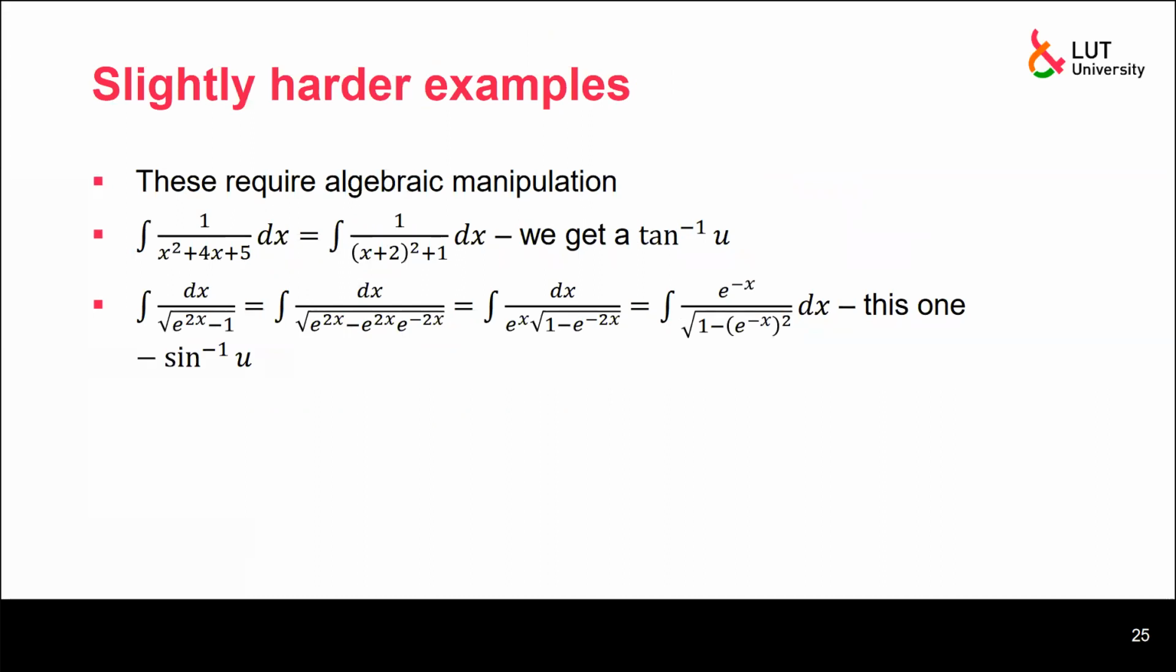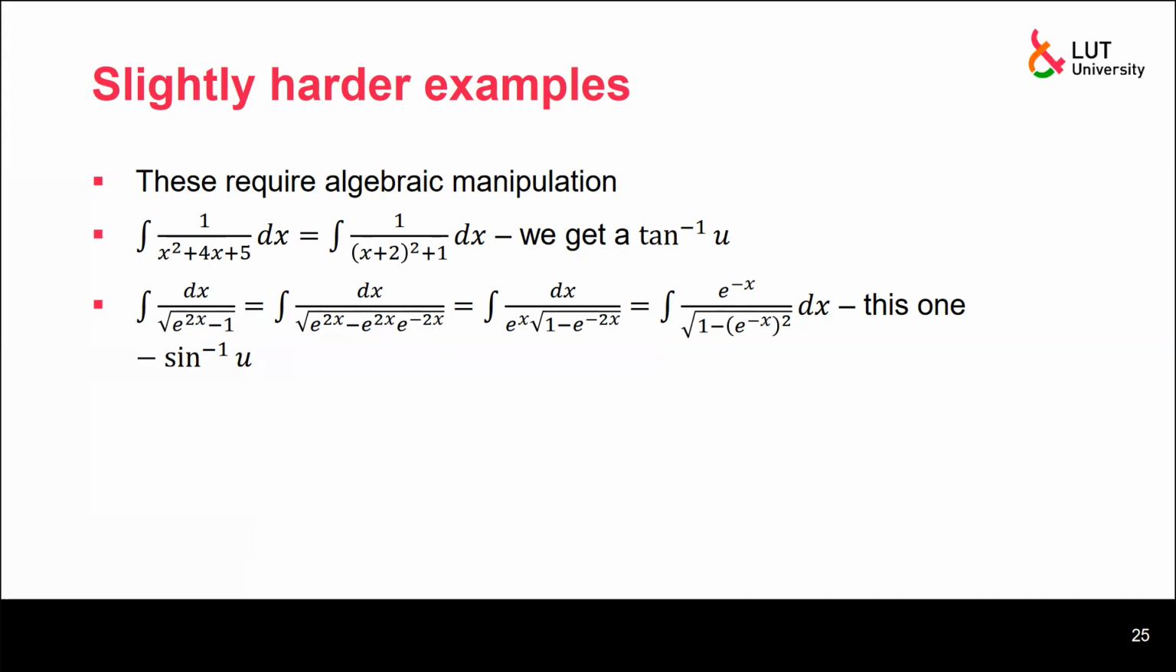Slightly harder ones. It's not always obvious from the first glance, but for example, in the first example here, we can group up x squared plus 4x plus 4, which is x plus 2 squared, and we have 1 left over. So now if u is x plus 2, we can get 1 over u squared plus 1, which is the derivative of arctangent. So we get arctangent u, and then put u is x plus 2.